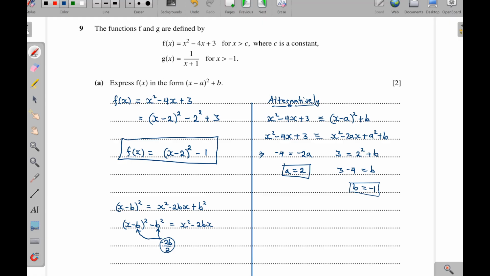Then you conclude and you say this x squared minus 4x plus 3 is actually the same as x minus, now replace this a with the 2. So you put a 2, then squared, and then plus the b, but b is a negative 1. So minus 1, as simple as that. Choose the method that is easier for you.